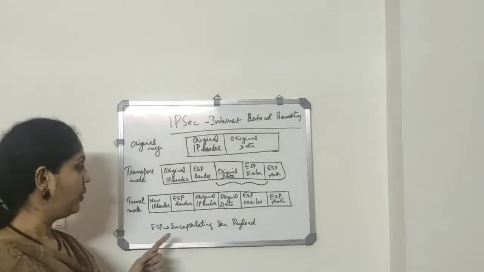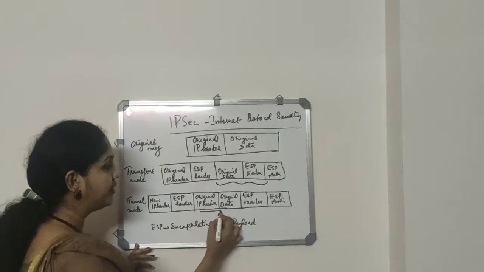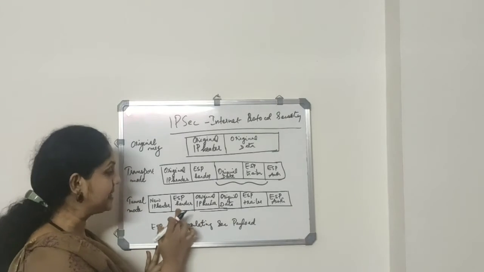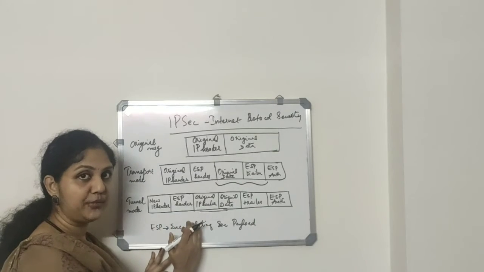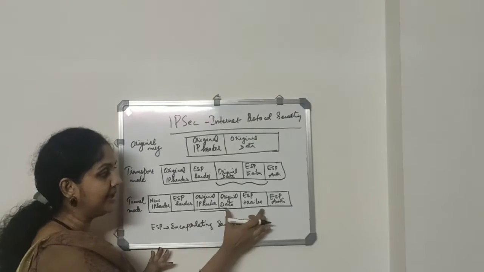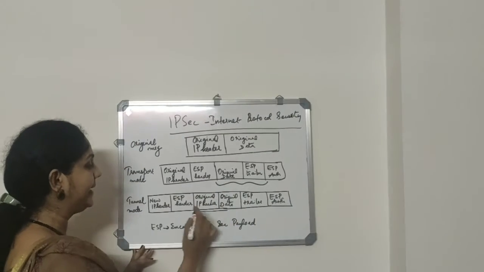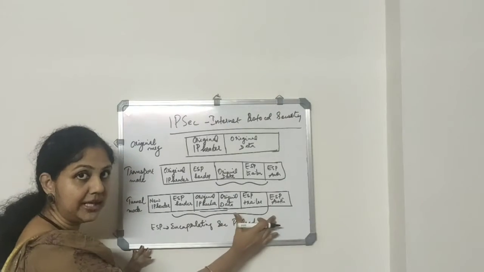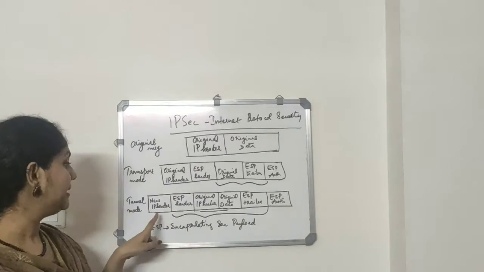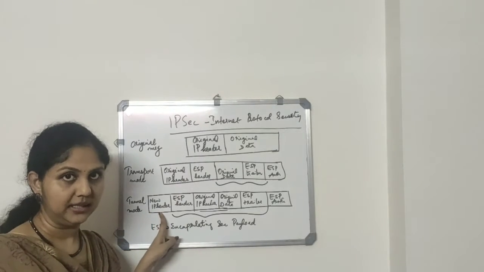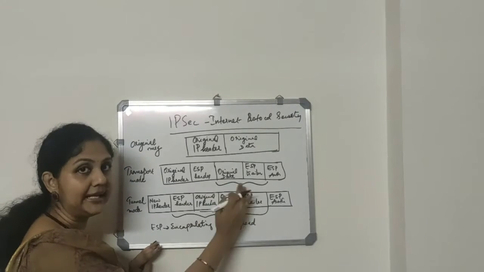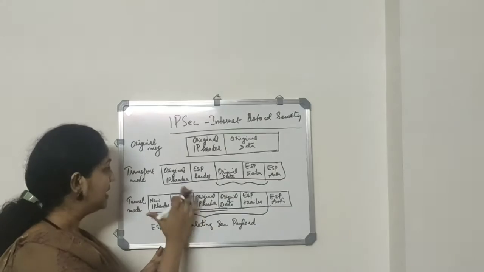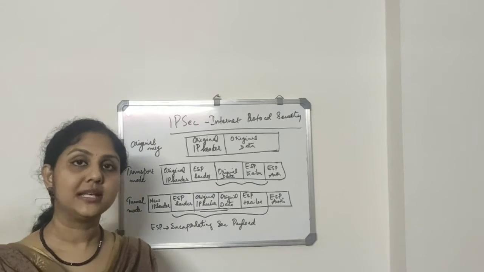In tunnel mode, here we have the original data plus header. The IPsec header, that is the ESP header, is added just before the original IP header, and the trailer is added, and the whole data is encrypted. Then it is kept inside another IP header, that is tunneling. In tunnel mode, everything is encrypted and placed inside another IP header. This is the difference between transport mode and tunnel mode.